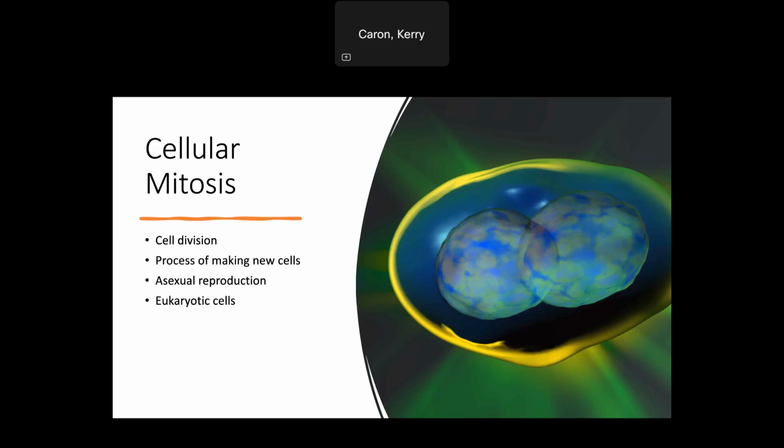Okay, the last section of this is talking about cellular division, or mitosis. And this is the process of making new cells. It's asexual reproduction, doesn't need someone else. We're dividing ourselves. And this is a function of eukaryotic cells, and our cells are eukaryotic.